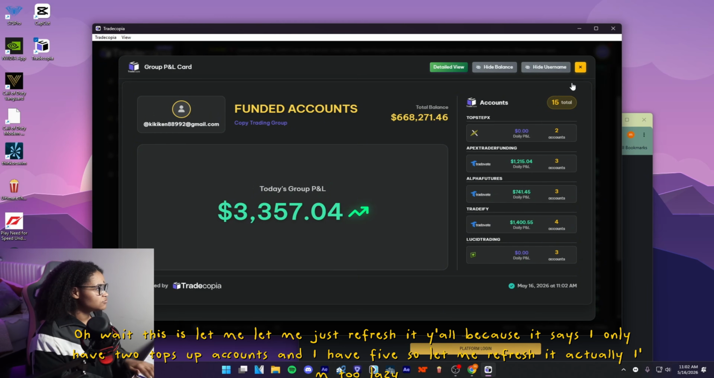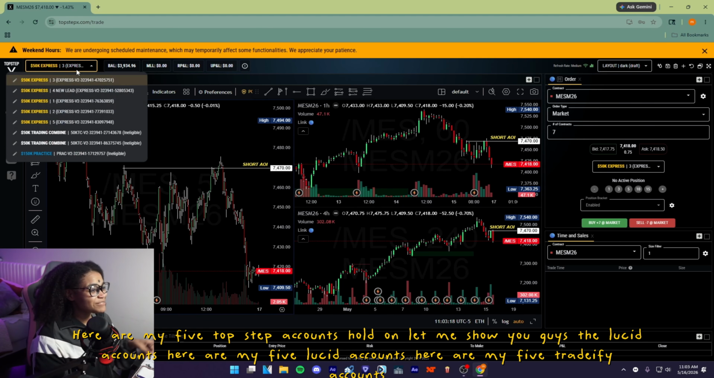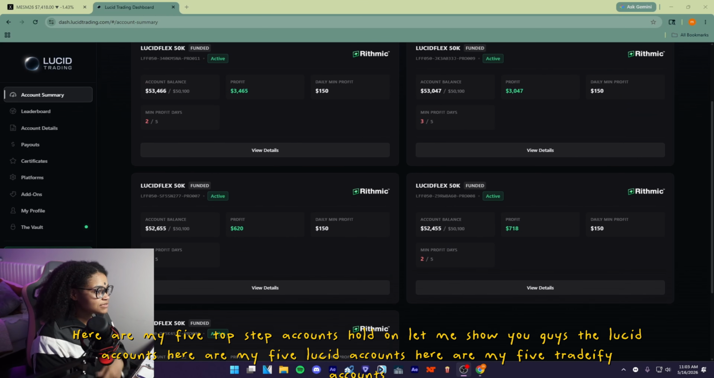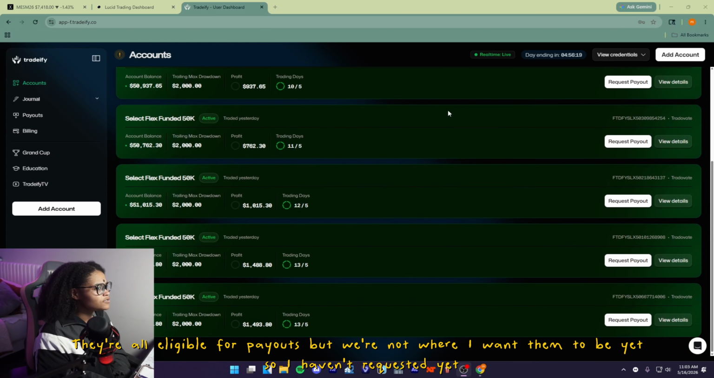But this is my accounts. Let me just refresh it, because it says I only have 2 Top Step accounts and I have 5. Actually, I'm too lazy. Here are my 5 Top Step accounts. Hold up, I'm going to show you guys the Lucid accounts. Here are my 5 Lucid accounts. Here are my 5 Tradeify accounts. They're all eligible for payouts, but we're not where I want them to be yet, so I haven't requested yet.